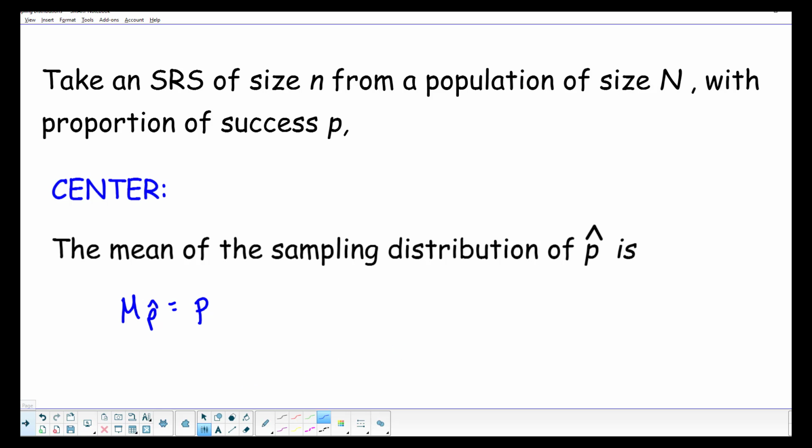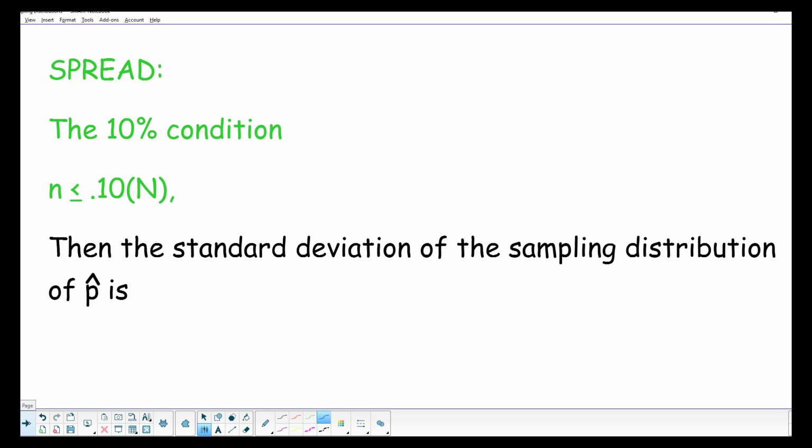How about the spread? Well, the spread of the sampling distribution is going to be that same formula that we had, but we have to pay attention to a certain thing. Whenever we start looking at sampling lots of individuals, we have to meet certain conditions or criteria, and these are what we call our conditions for inference. One of these is called the 10% condition, and what that tells us is that our sample, lowercase n, must be less than or equal to 10% of the population size.